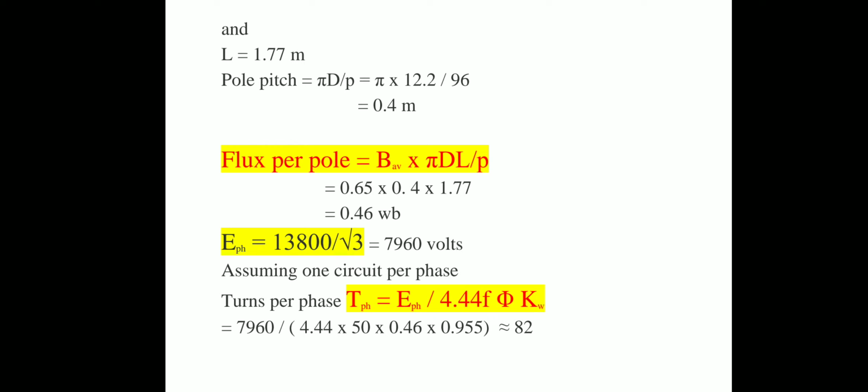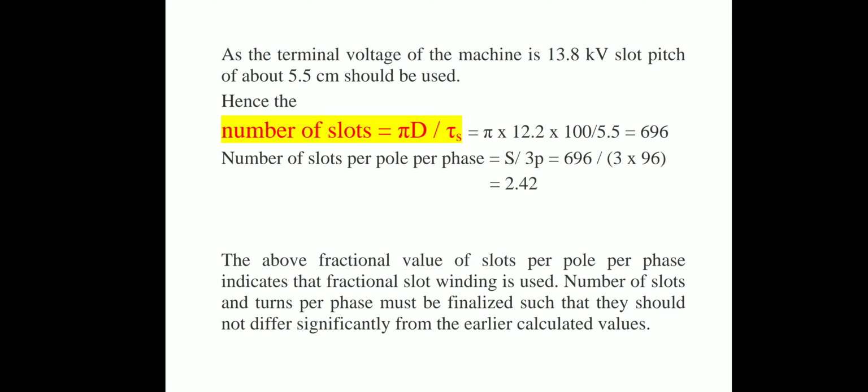Put the values, it is coming approximately 82. As the terminal voltage of the machine is 13.8 kV, a slot pitch of about 5.5 cm should be used. Hence the number of slots is equal to pi D upon tau s, pi into 12.2 into 100 divided by 5.5. This is your slot pitch which we have taken.